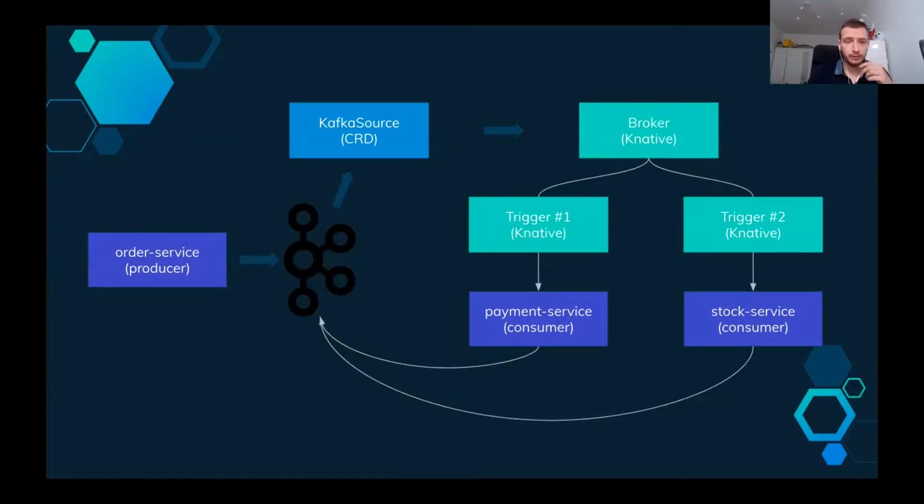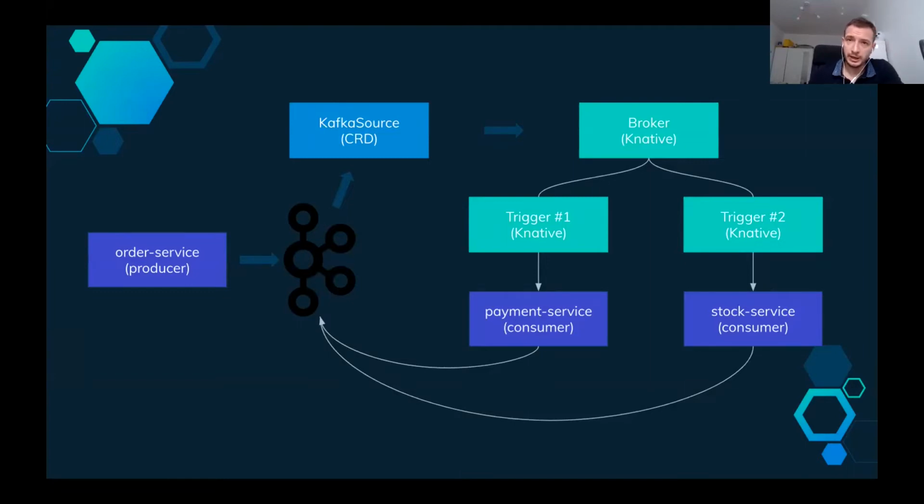Okay, so let's take a look at the diagram that illustrates our scenario in the demo session. We have three applications. In fact, we have an application that generates events and sends them to the Kafka topic. It's called order service. It's responsible for generating some kind of orders that are handled by two other applications, payment service and stock service.